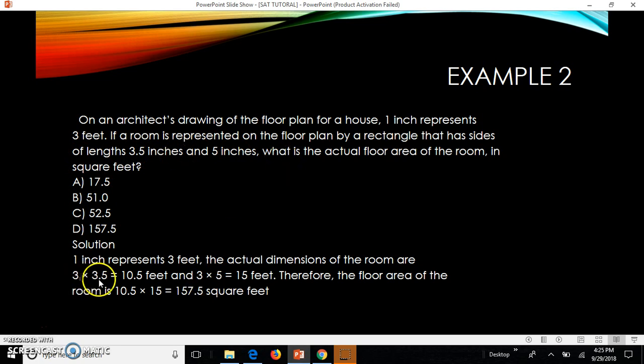So the first one, 3 times 3.5, because we said 1 inch represents 3 feet here. So 3 times 3.5 equals 10.5 feet. Then the other one, 3 times 5 equals 15 feet. Therefore, the floor area of the room is 10.5 times 15, now corrected to feet. I get 157.5 square feet. So that's the answer.